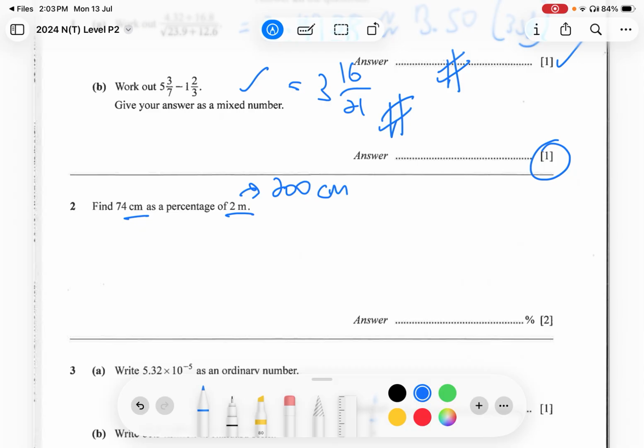Meter to cm, times 100. Then I can change both to the same unit. Change to percentage, times this. 37 percent. 37%. Okay, for this.